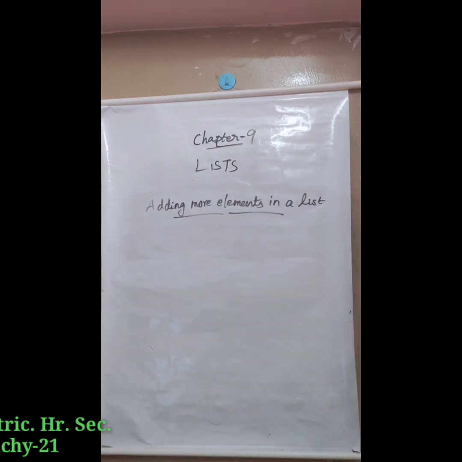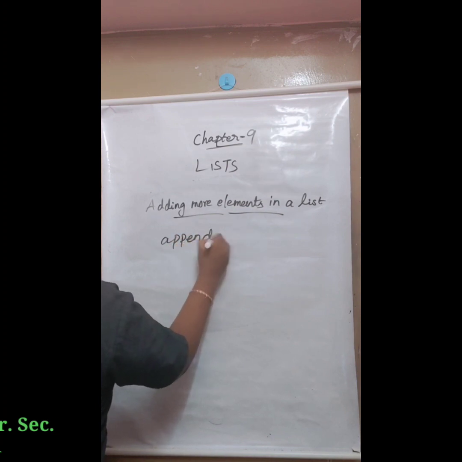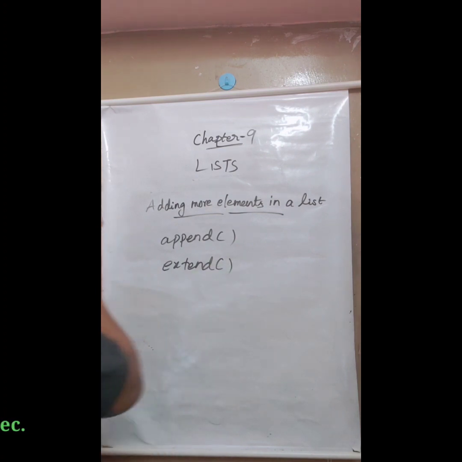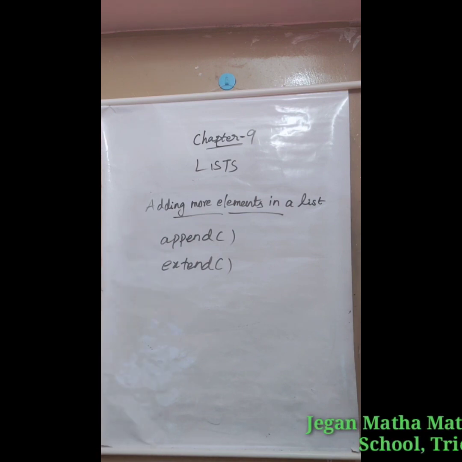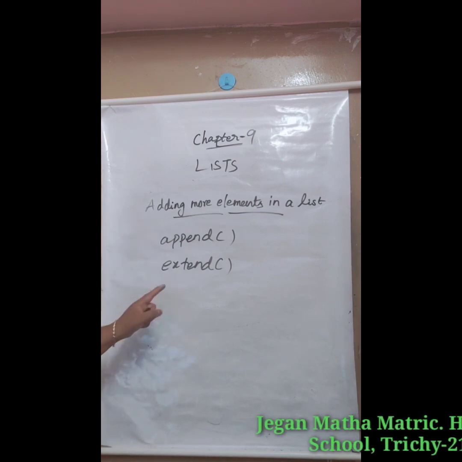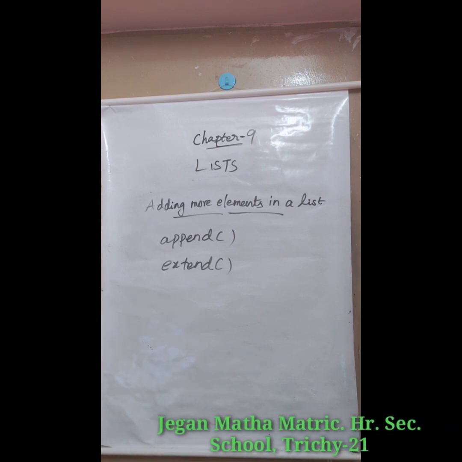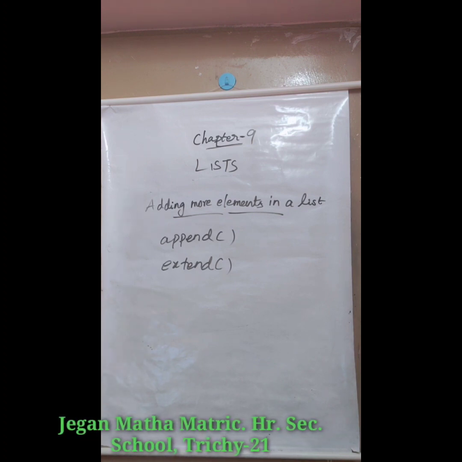The next one is adding more elements to a list. So in Python we have two functions. The first one is append and another one is extend. The append function is used to add a single element to a list, and the extend function is used to add more than one element to an existing list. So existing means an already existing list.